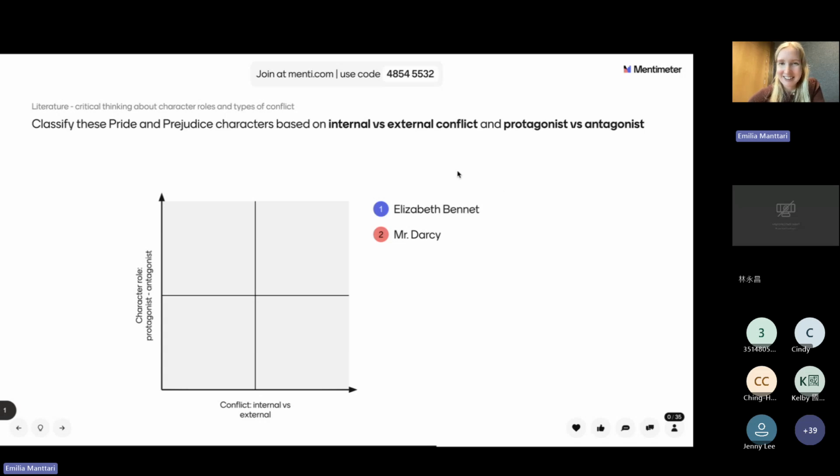And we have 2 characters from that book. So we have Elizabeth Bennet and Mr. Darcy. And let me admit people again. Here we go. And then here we have 2 different factors that we're analyzing. So some literature concepts here. We have internal versus external conflict, and then we have whether that character is the protagonist or antagonist. So we have the character role and then the conflict here.